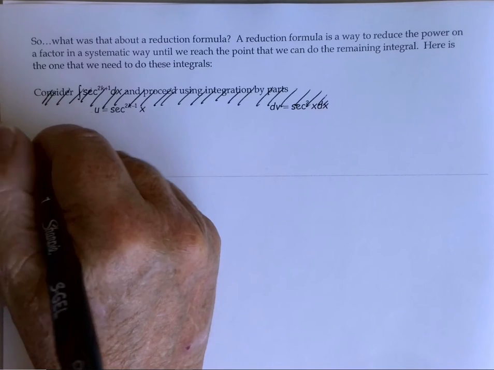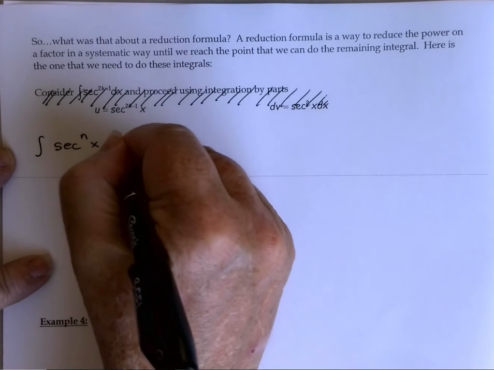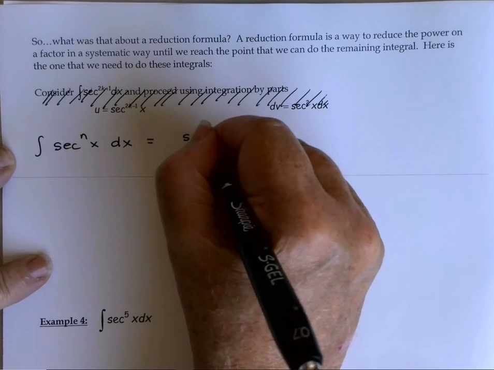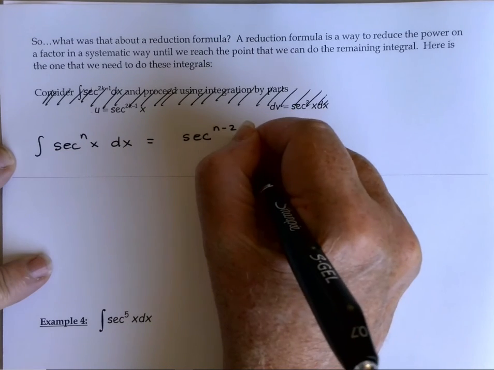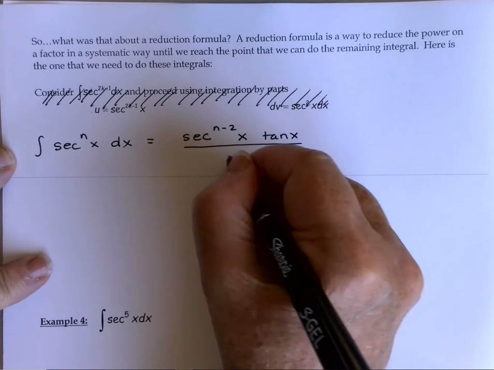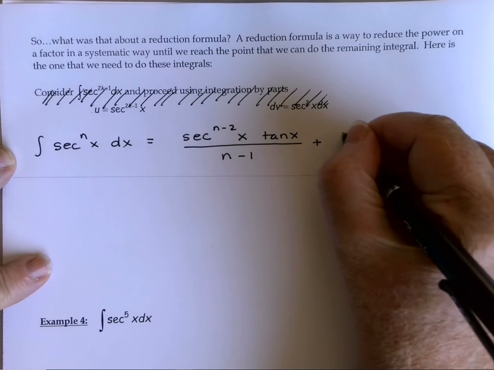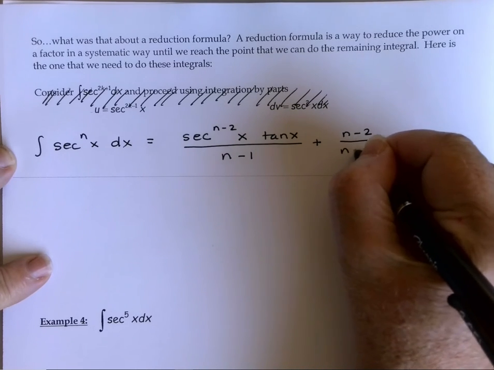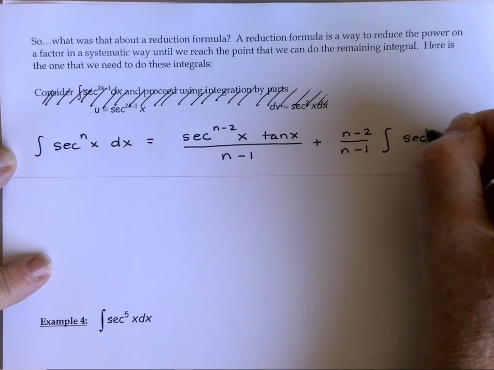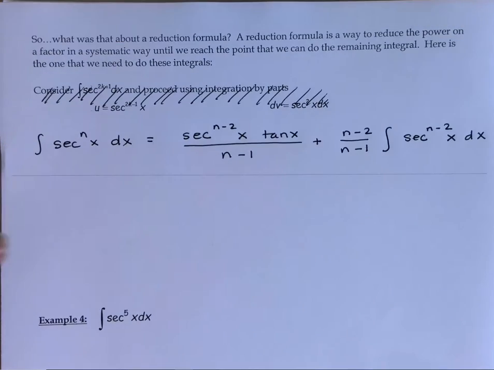Here's the reduction formula for the integral of secant to the n of x dx. It is secant to the n minus 2 of x times tangent of x over n minus 1, plus n minus 2 over n minus 1 times the integral of secant to the n minus 2 of x dx.